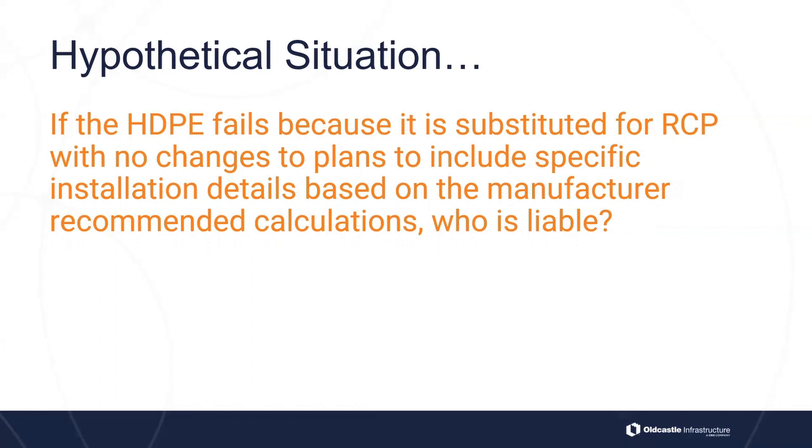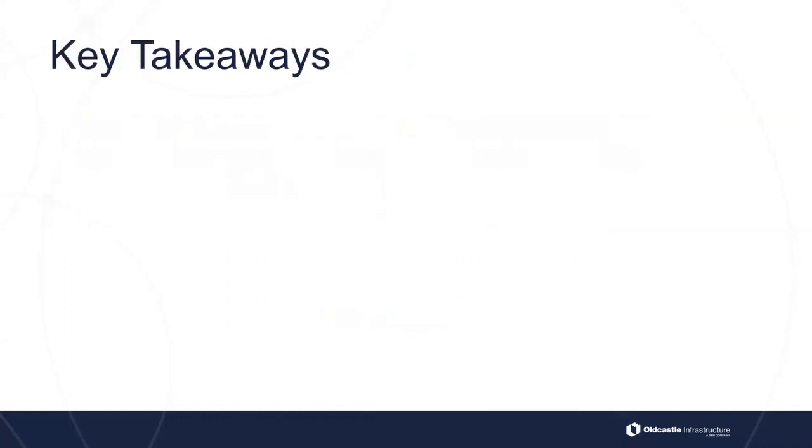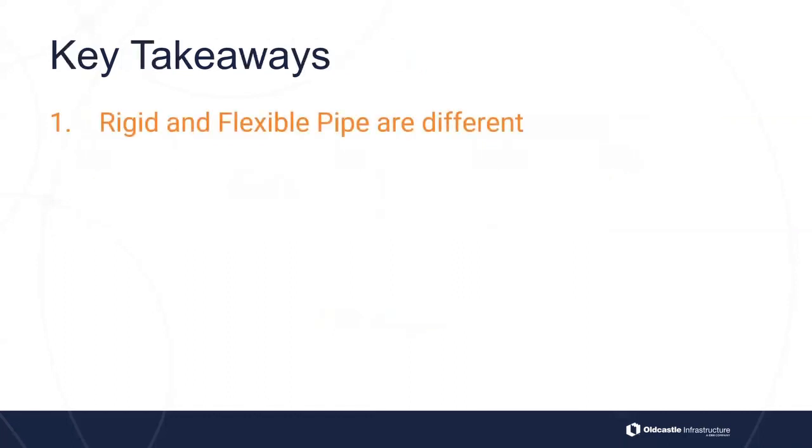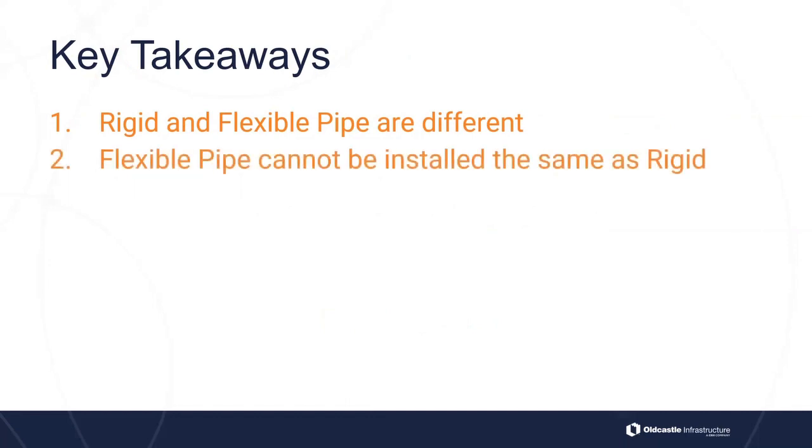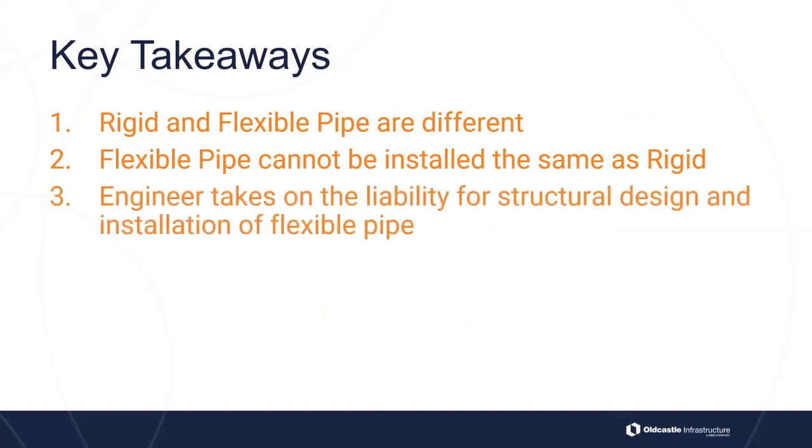Who's responsible for that? And the answer is always the engineer, the person referenced in the specs, the person who is called out in ASTM D2321 almost 30 times on what their responsibility is. That is the person who is liable. So the key takeaways from this are that rigid and flexible pipe are dramatically different. Flexible pipe cannot be installed the same way as rigid pipe, and the engineer takes on the liability for structural design and the installation of flexible pipe because it is an engineered installation.